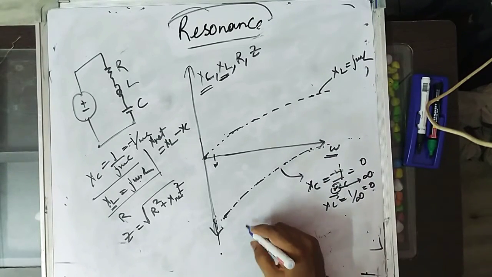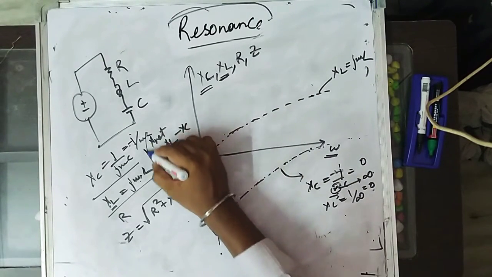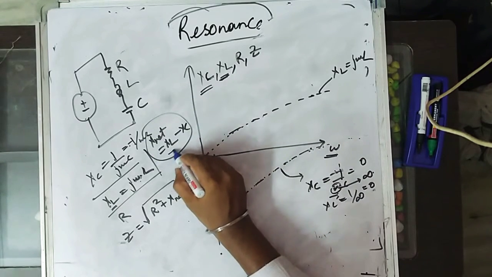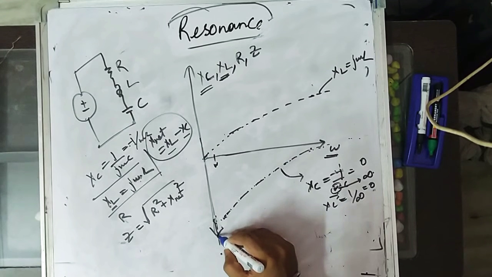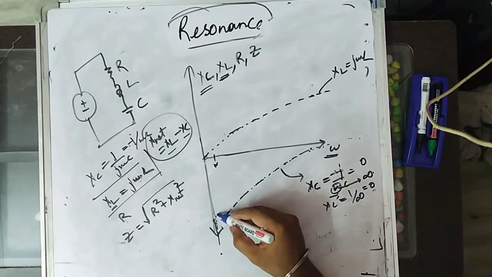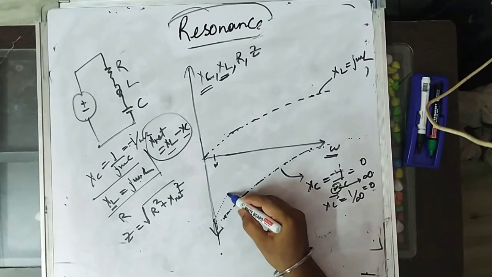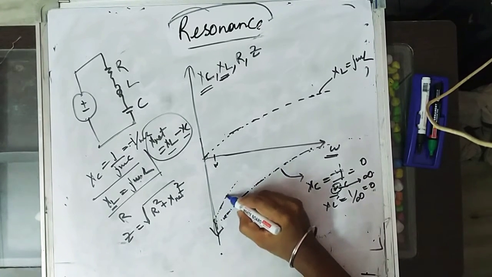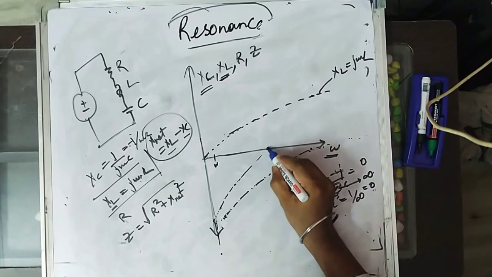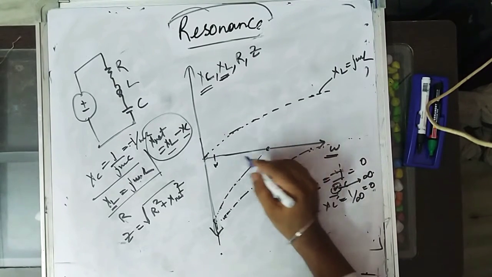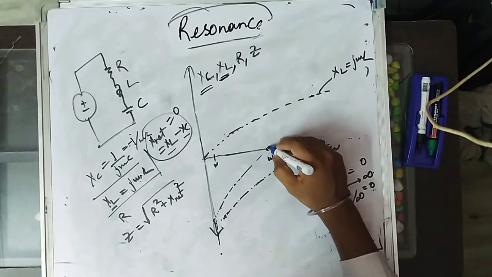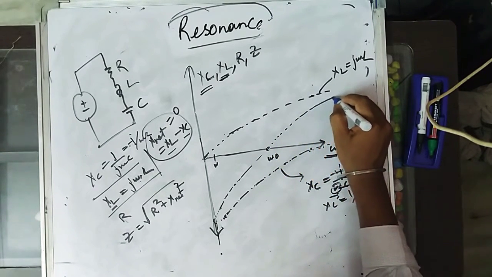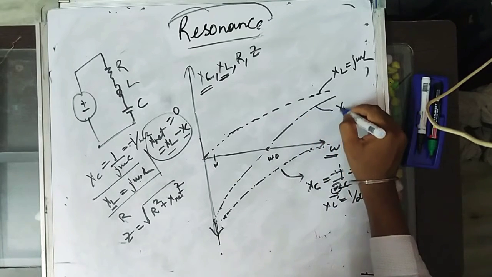So if you wish to find X net, what is it? XL minus XC. So XL is 0, and XC is some finite value. So somewhere it will start here and keep increasing, and at a certain point that net reactance will become 0. This net reactance becoming 0 means the resonance point. This is omega naught, and it increases further to a certain extent. So this is the X net curve.